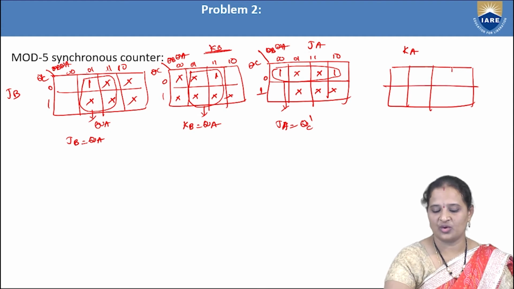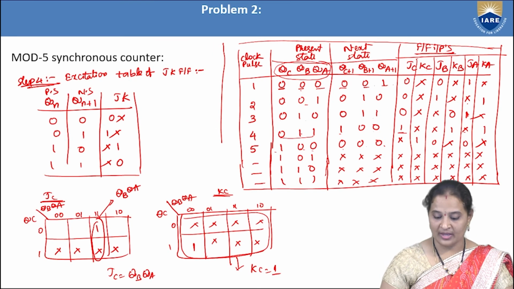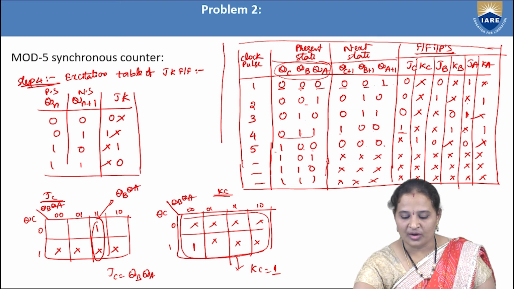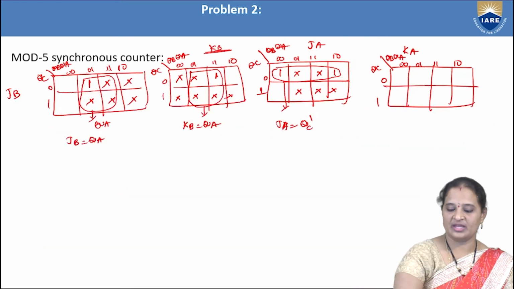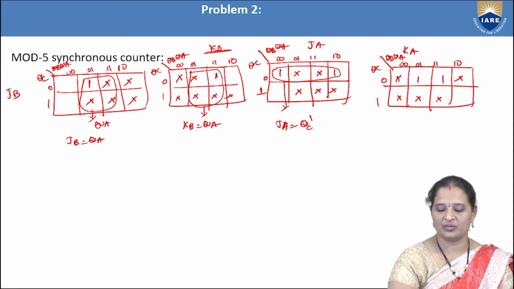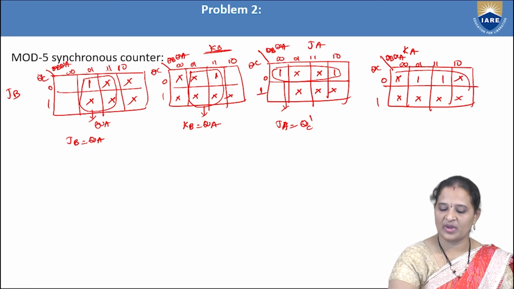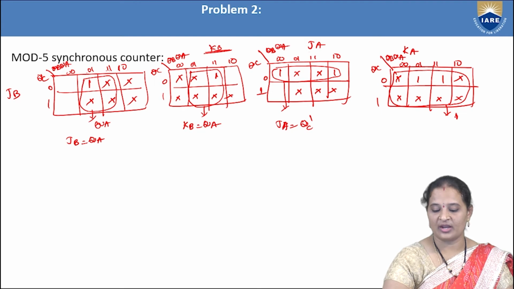So now the equation for KA is QC, QB, QA: 0, 0, 0, 1, 1, 1, 1, 0, 0, 1. So now here I can see don't care 1, don't care 1, don't care, don't care, don't care, don't care. So that means I can form again a quad here. So update here, so that I can write it as equal to 1. And hence KA is equal to 1.